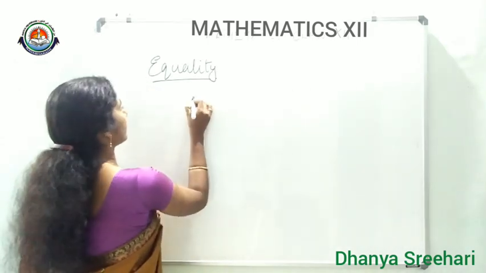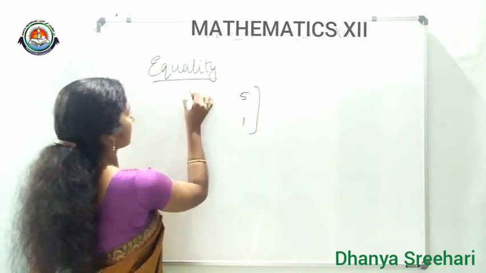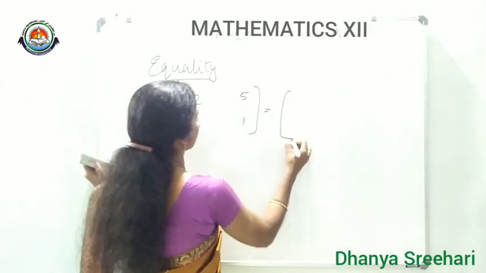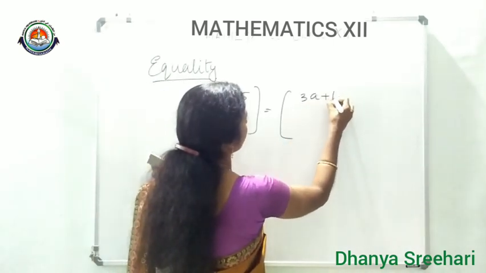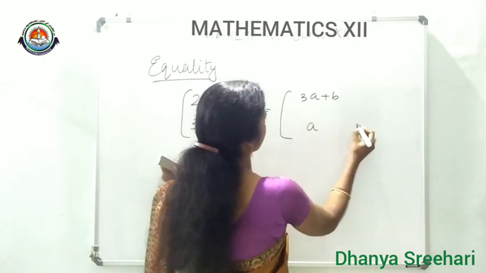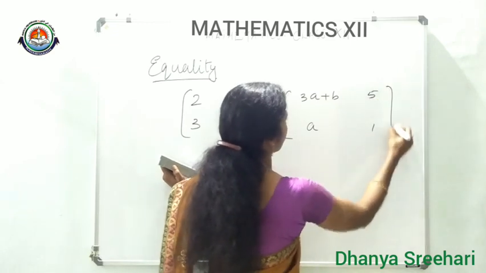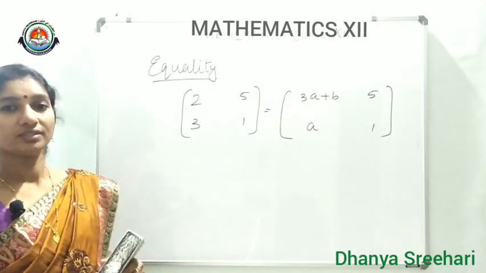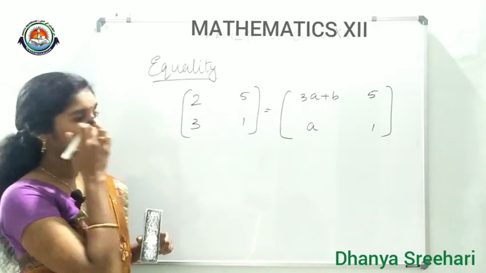One problem. 2, 5, 3, 1. A matrix of order 2 and 3A plus B. A. This is 5 and this is 1. We need to find the value of A and B. So, what can we do to get the value of A and B?